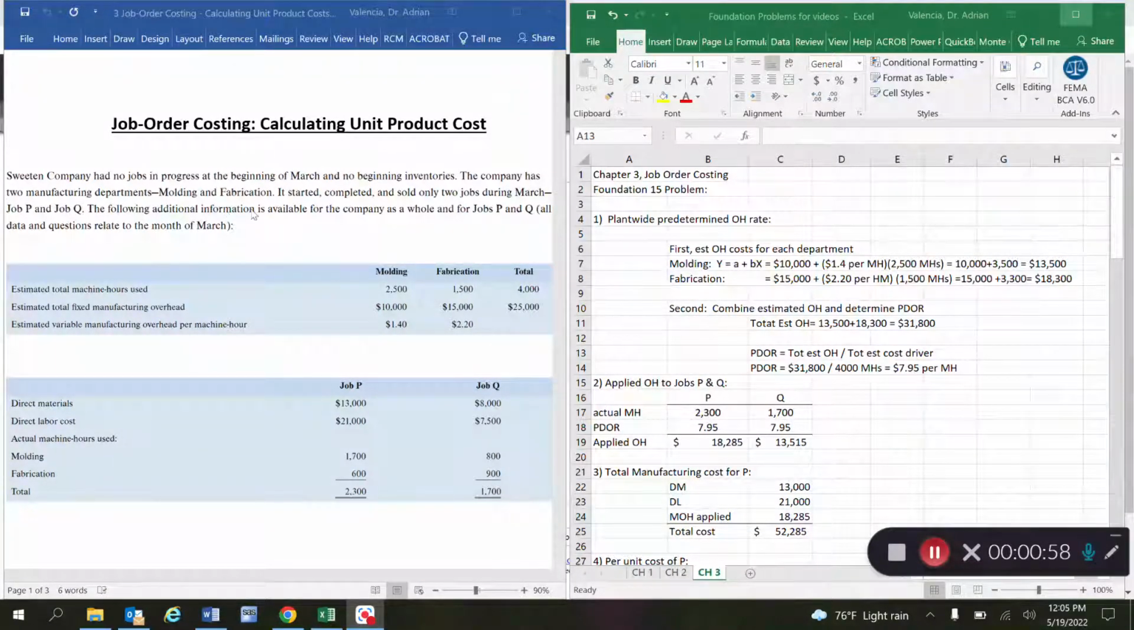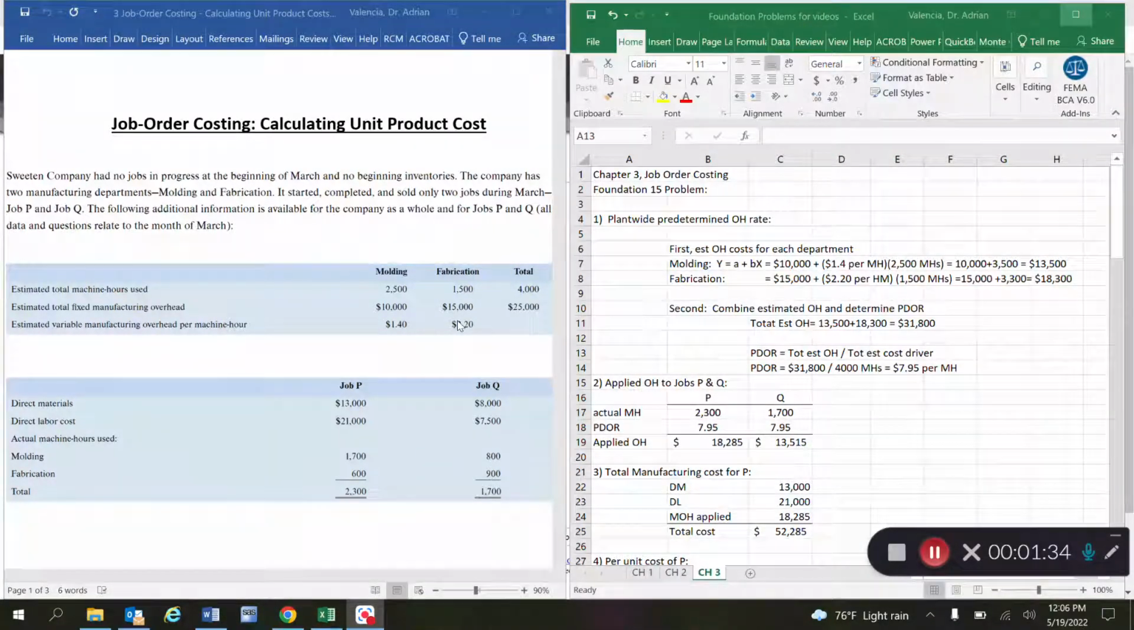The following additional information is available for the company as a whole for both jobs P and Q. All data and questions relate to the month of March. Okay, so from the molding department, they estimate that they will use 2,500 machine hours. This is an estimate, and then 1,500 machine hours for fabrication, for a total of estimated machine hours of 4,000 units, sorry. And then the estimated overhead costs for the period are $25,000.